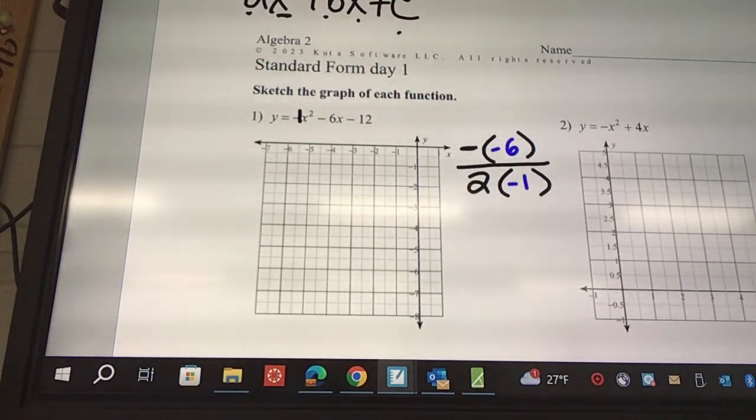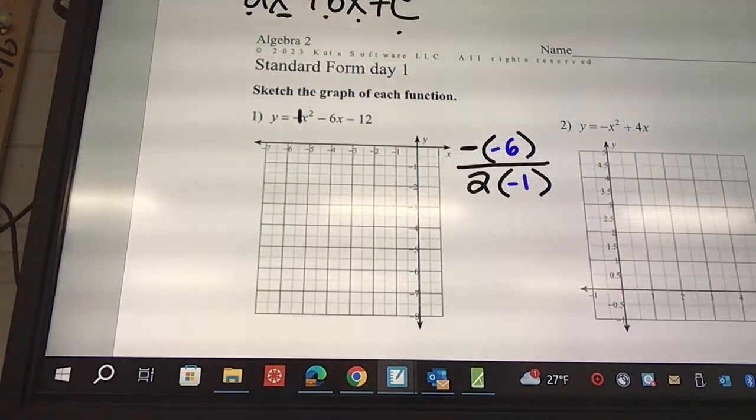Okay, the only way you're going to learn today is if you type. If you don't type and you just watch, I promise you, you're not going to get it. Okay, what did you get? -3? Yeah.